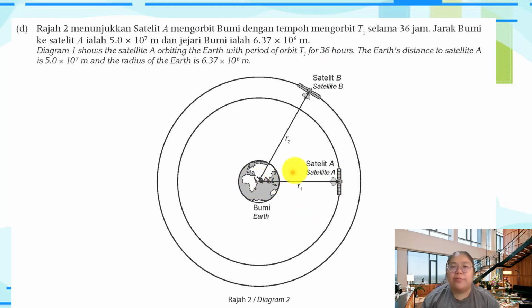Then after that they say the Earth distance to satellite A. Another one, this part is the 5. So if you want to find the satellite distance, you need to add the distance between Earth and satellite and plus the radius. Okay, then we continue.